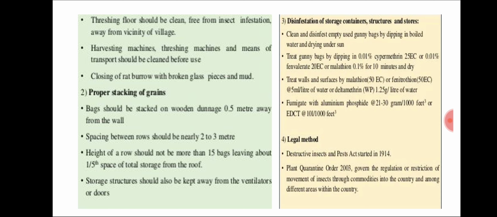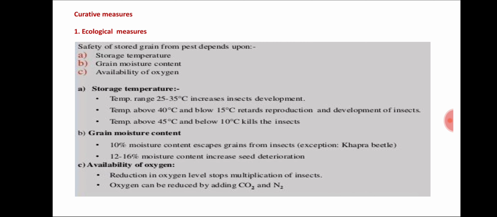Legal method. The Destructive Insects and Pests Act started in 1940. Plant Quarantine Order 2013: government regulation or restriction of movement of insects through commodities into the country and among different areas within the country.